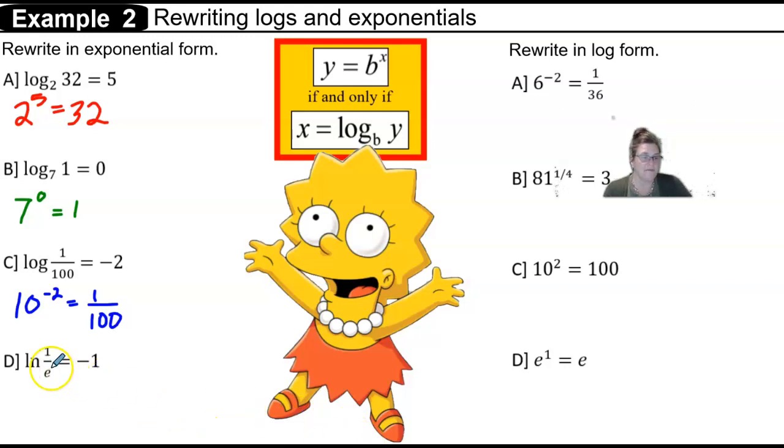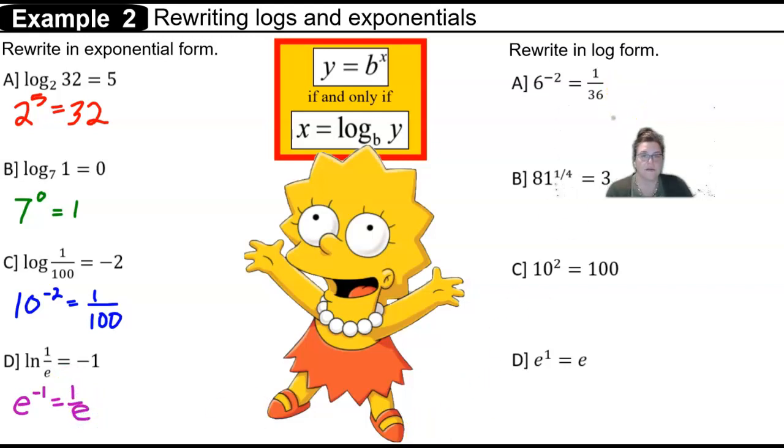Okay, next we have the natural log of 1 over e equals -1. The natural log is a log base e. Then the exponent is the answer, so e to the -1, and that equals the argument of the log, 1 over e.